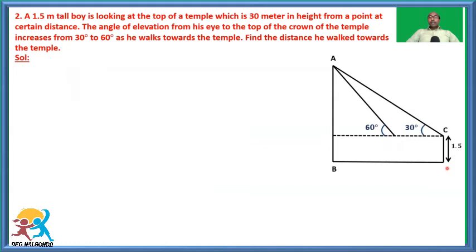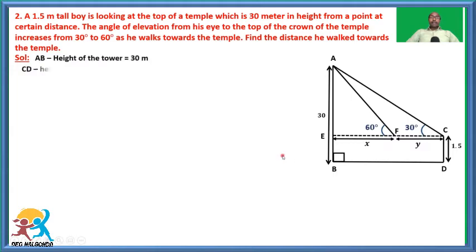So take A, B, C, D, E, F. Sorry, first AB is 30, and EF that we don't know is X. CF also we don't know. We have to find Y. And here we have 90 degrees. Now AB is the height of the tower, which is equal to 30 meters. CD is the height of the boy, 1.5 meters. CE is the horizontal line. C and F are points of observation.